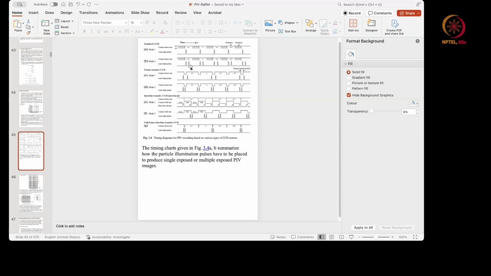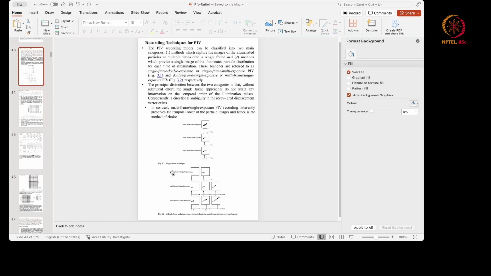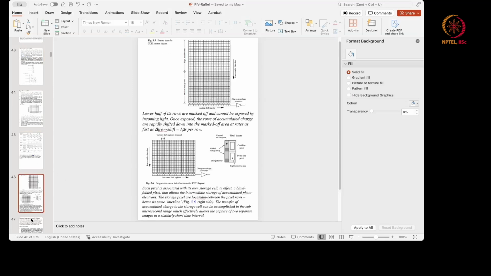So that is one area in which you have to look at different transfer techniques, like frame transfer and interline CCD transfer, which we talked about just now. And this is a mixture of the two, the full frame interline CCD transfer. We have already talked about the mechanisms, how the charges are transferred, making it possible to take the second image. And we also talked about what a single exposure and double exposure are. Please pay attention to these kinds of figures, because this is how that happens.